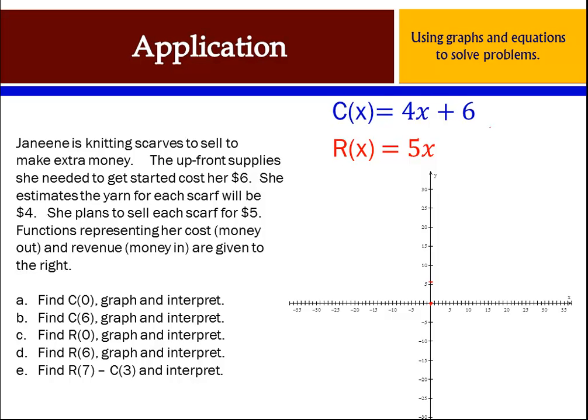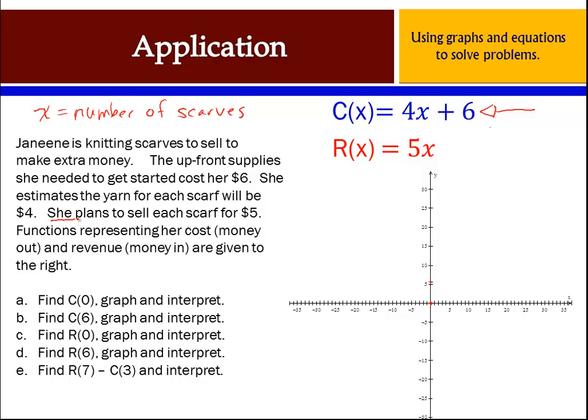So we have a context here where Janine is knitting scarves to sell to make some extra money. The upfront supplies that are needed to get started will cost her $6. She estimates that the yarn for each scarf will be $4. That's where this cost, or C of X equation, comes from. X is the number of scarves. $4 per scarf. This is a variable or changing cost, plus a flat upfront fee of $6. That's what makes a cost equation or cost function.